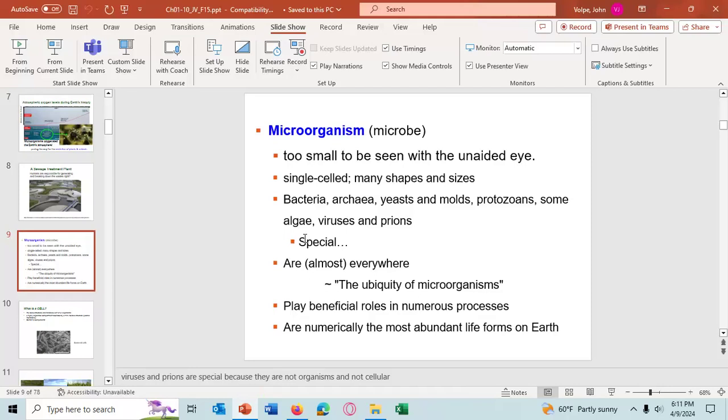Microbes are almost everywhere, so we can call them the ubiquity of microorganisms because we can find them almost everywhere on the planet Earth. They play many beneficial roles in numerous processes. And numerically, microbes are the most abundant life forms on the planet Earth.